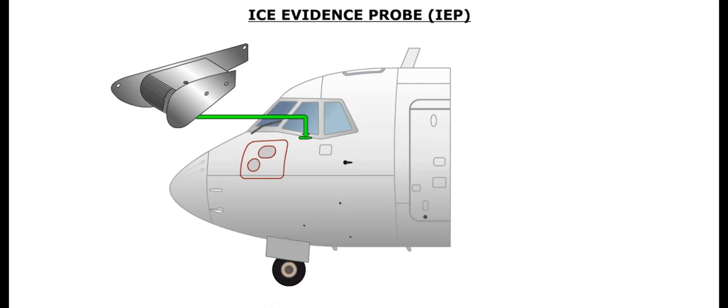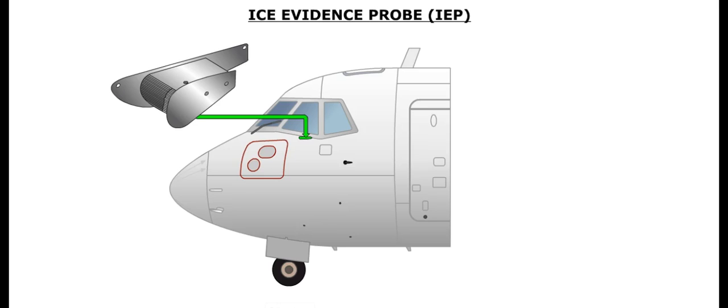An icing evidence probe is located outside and below the captain's left side window. This probe is visible to both pilots and provides a visual indication of ice accretion. The probe is shaped like an airfoil and incorporates span-wise ridges to increase its ice accretion efficiency. This probe is not heated.